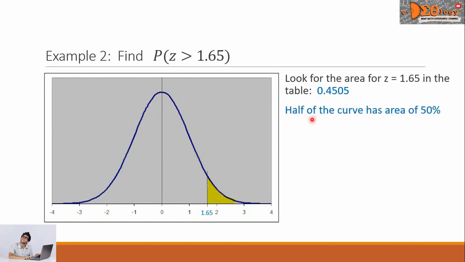Also, we say that half of the curve has area of 50%. So the probability of Z greater than 1.65, we subtract this area from 0.5. And the difference is 0.0495. This is the area of this right tail, and this is the probability.